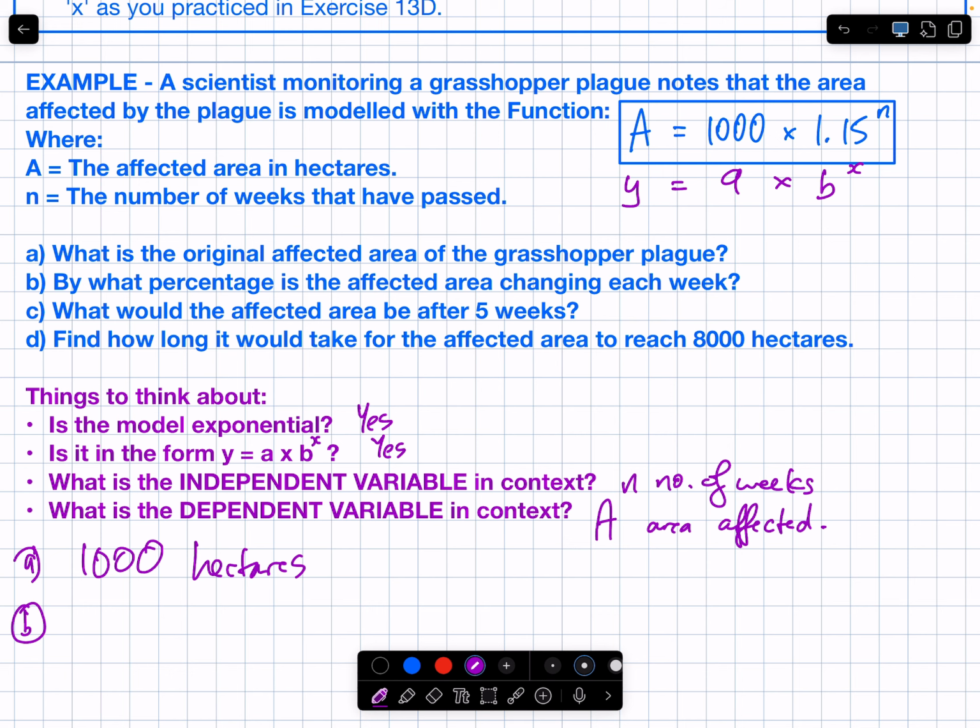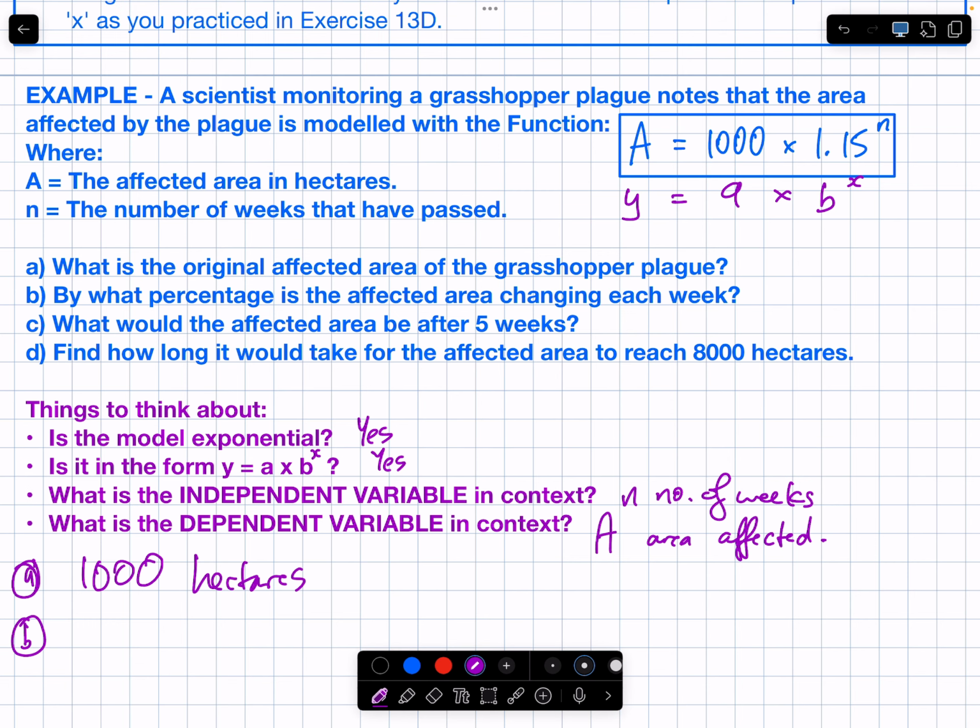B. By what percentage is the affected area changing each week? Where do I get that information? Well, if I look at the multiplier here, 1.15. What would 1.15 be as a percentage? No, you have to times it by 100. You convert. It's currently a decimal right now. We want to get it to a percentage. 115 is more like it, because right now the decimal is here. You times it by 100.